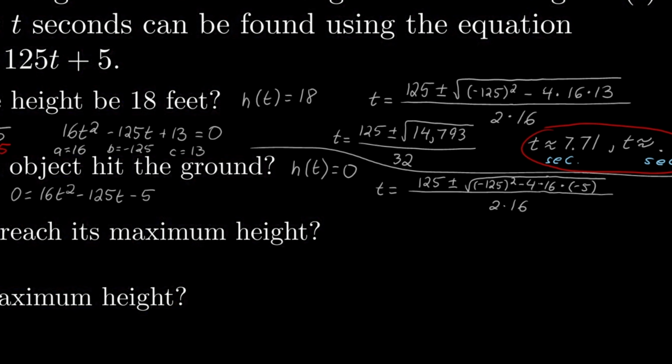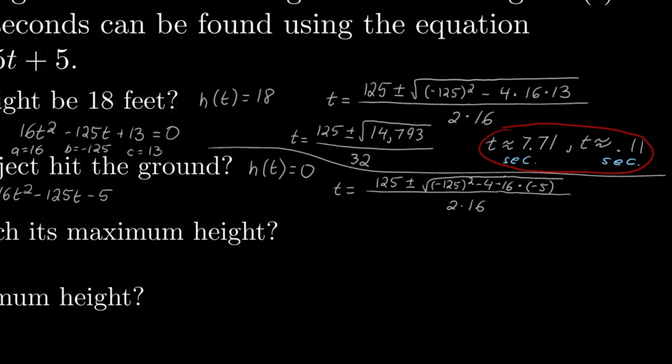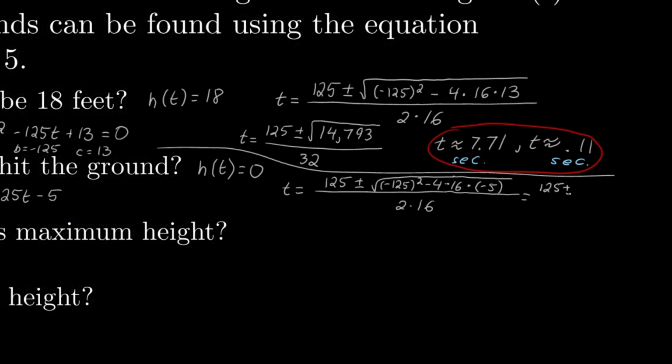And also as in part A, that number under the square root isn't really nice, and we cannot simplify that radical. Therefore, we will just get the two approximated values. So we're going to have 125 plus or minus the square root of 15,945 over 32. And the two approximated solutions are 7.85 and negative 0.04.